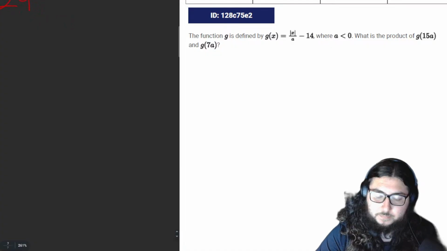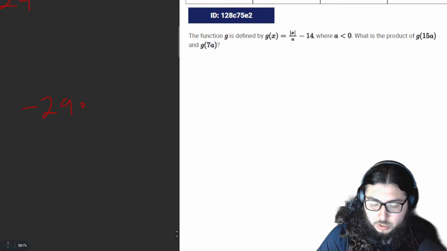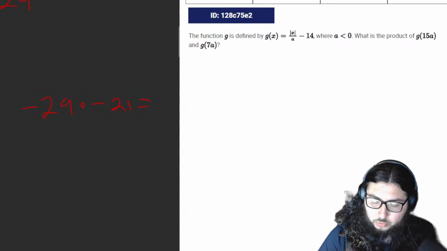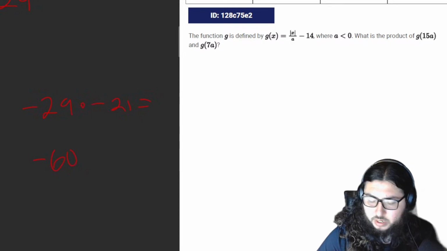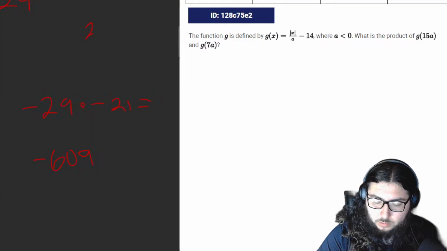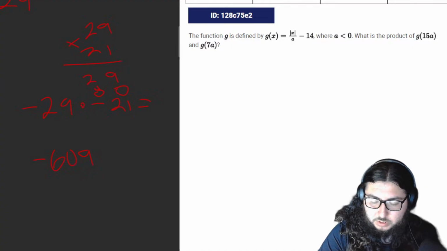So what we're finding is the product of negative 29 times negative 21, this is going to be equal to negative 609, right? 921, 9, 2, 8, 4. Whoa, I did my math way wrong. It's 29. This can't be right.